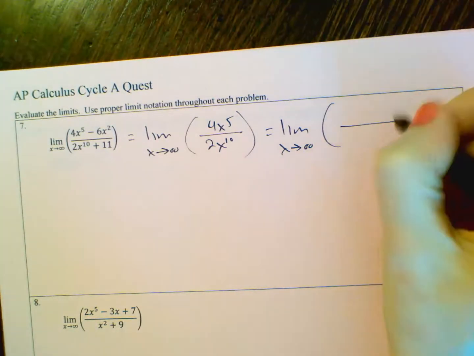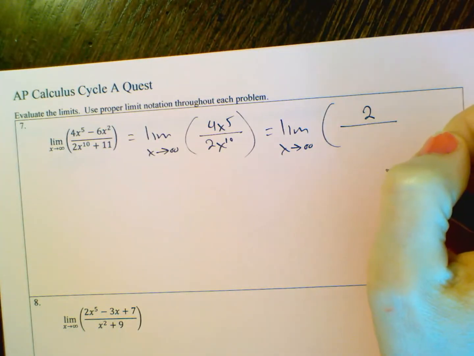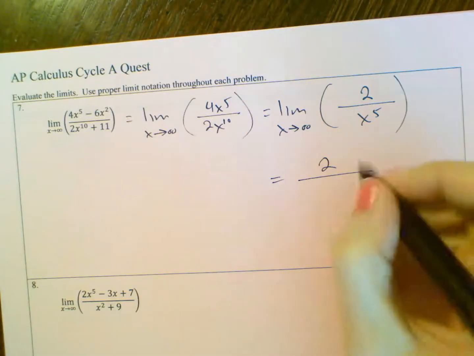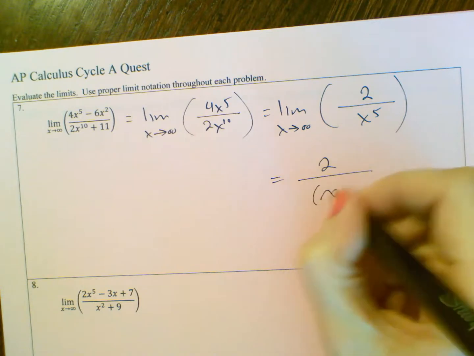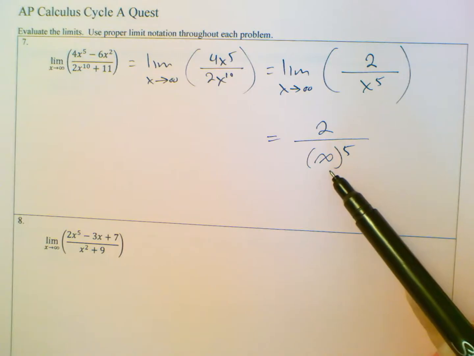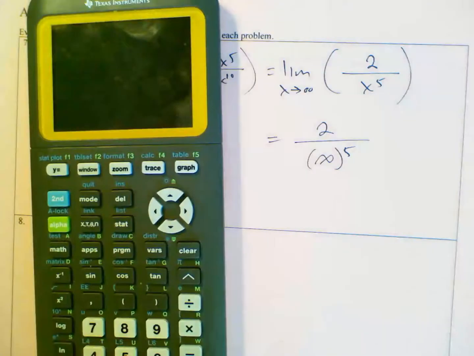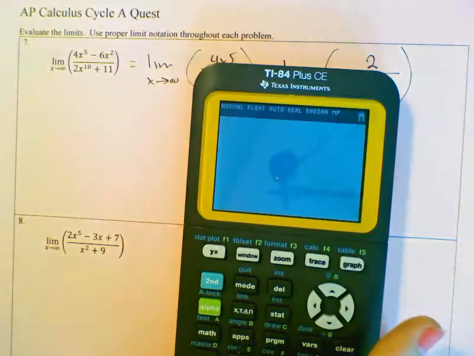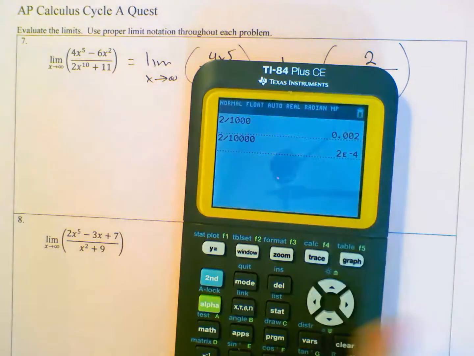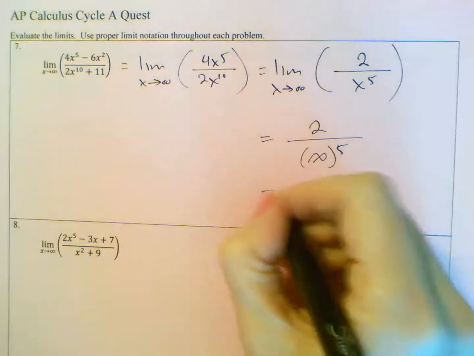This ends up being 2 over x to the 5th. And if you want, you could plug in the infinity. So that's going to be infinity to the 5th. Guys, 2 over a huge number. If you forget what that'll come out to be, think 2 over 1,000, 2 over 10,000. That's an even smaller number, so it's approaching 0.